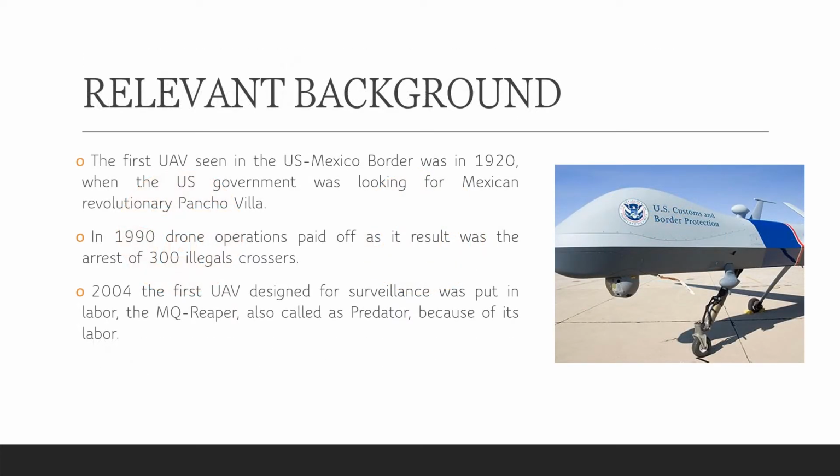So, the first UAV used for border security was seen in 1920, looking for Mexican Pancho Villa. Later, in 1990, during a drugs operation, 300 illegal crossers were arrested. This caught the attention of Americans, and in 2004, the first UAV for border surveillance was acquired. It was the MQ-9 Reaper, also called the Predator.